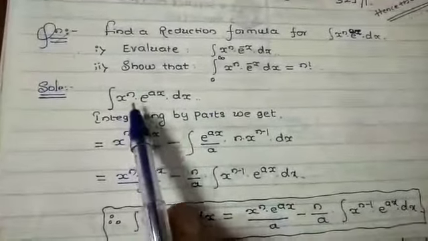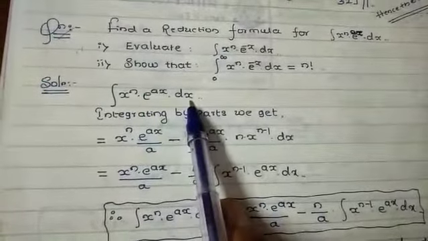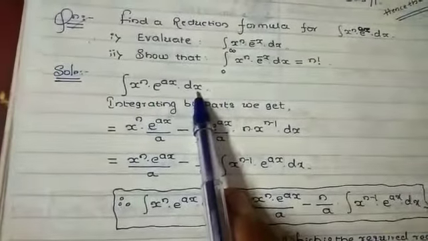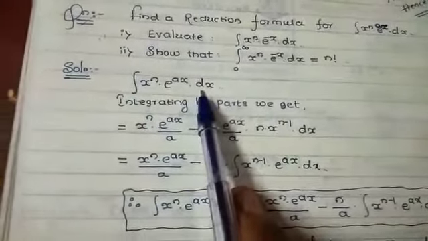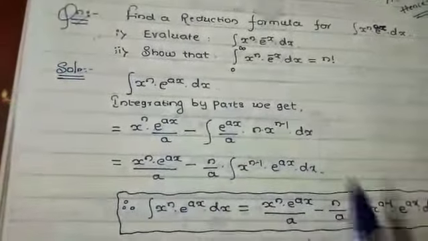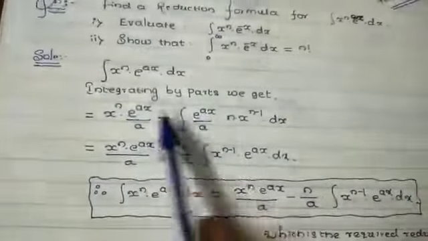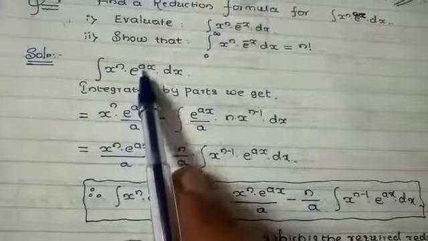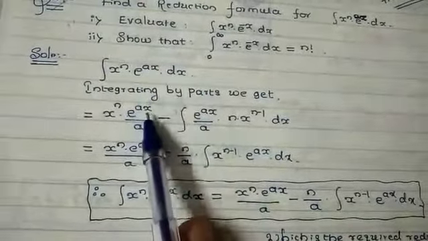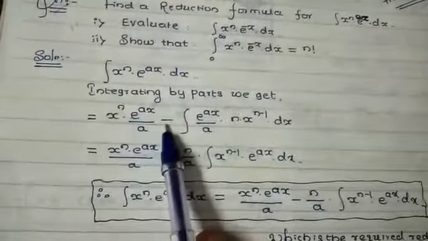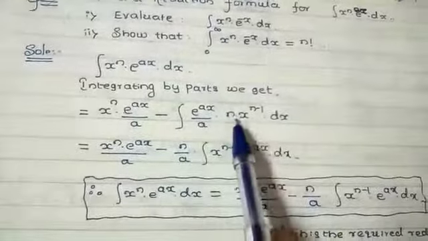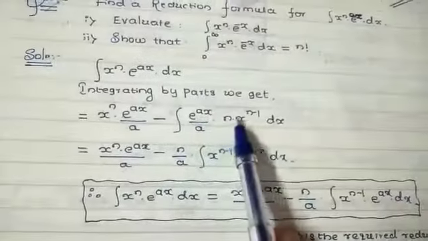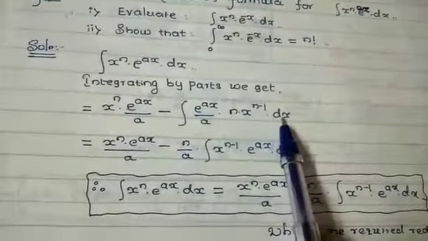Integration of x raised to n into e raised to ax with respect to x. In order to find the reduction formula for the given form, only one step is there: you just have to integrate by parts. That is, the first term into the integration of the second term, e raised to ax divided by a, minus the integration of the integrated second term into the differentiation of the first term, that is n into x raised to n minus 1 with respect to x.